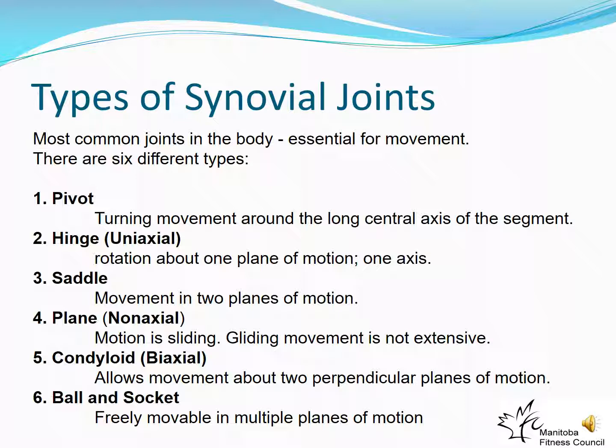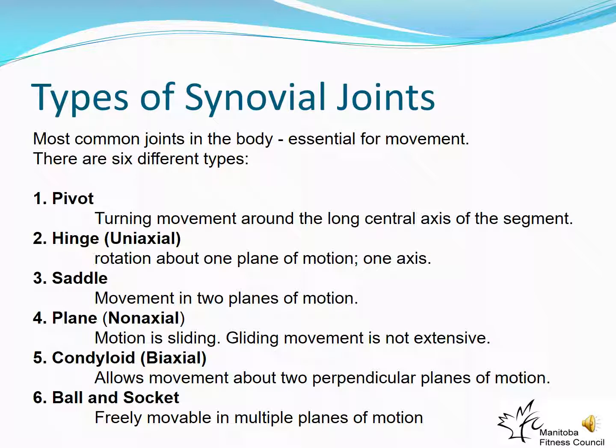The easiest one, or one of the easiest ones in my opinion, is the pivot joint. The example is going to be the vertebra right at the very top of the neck, our C1 and C2. Our first cervical vertebra is actually shaped differently. It's shaped like a ring, and it will pivot onto our C2. That is a pivot joint.